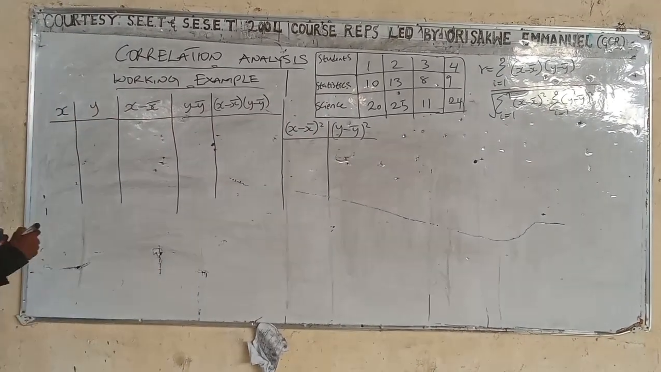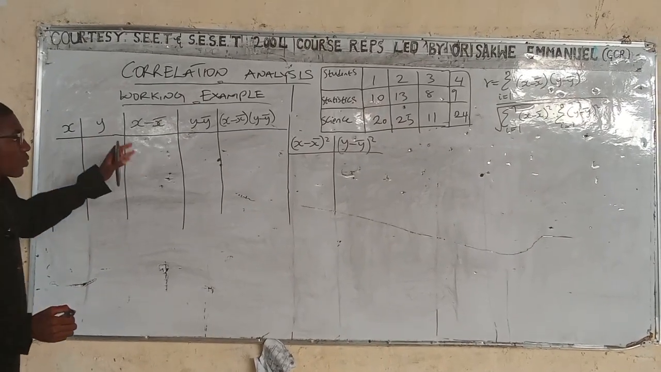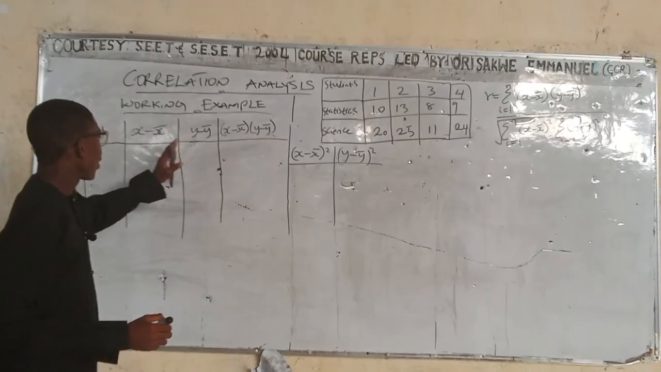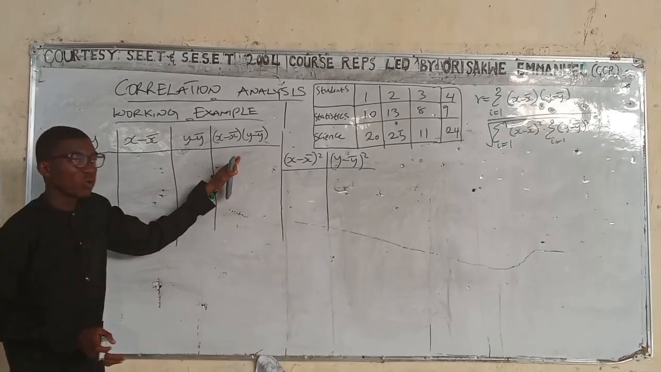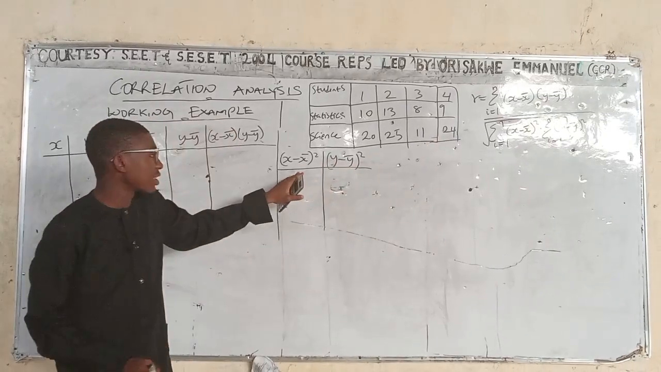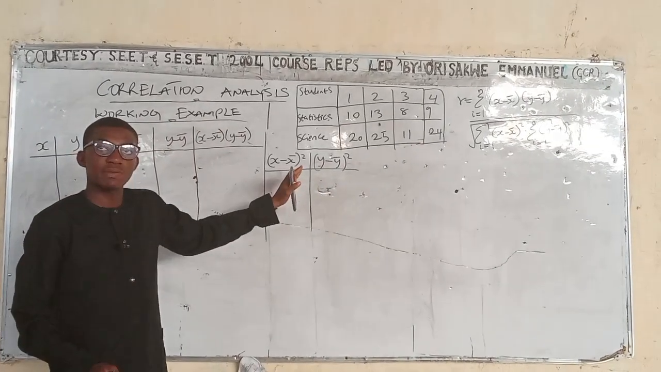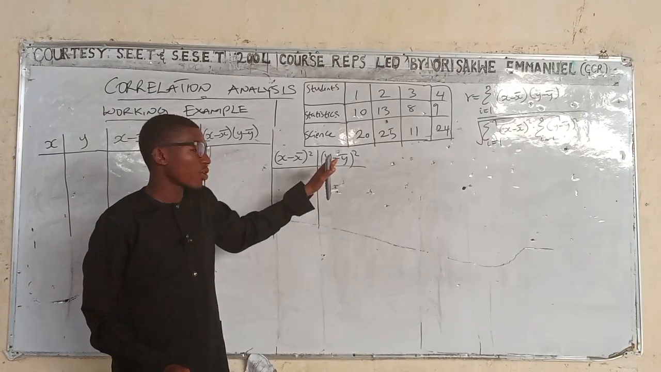So this is our table of values. Our x variable, our y variable, our x minus x bar, y minus y bar. So we can multiply them together, this times this to give you this other column. From the denominator, we have the summation of x minus x bar squared. So we brought out a column for x minus x bar squared and y minus y bar squared.